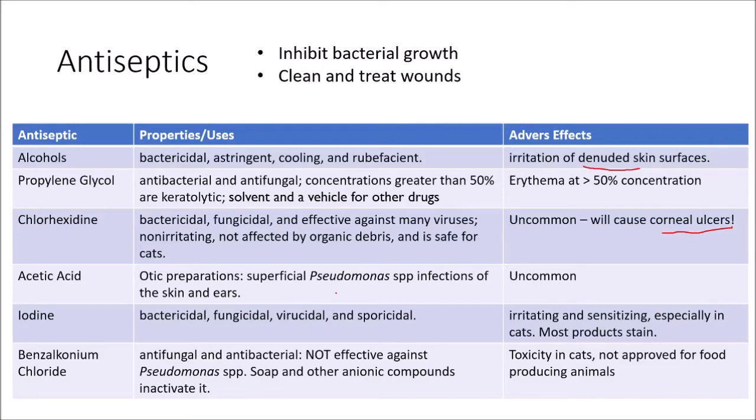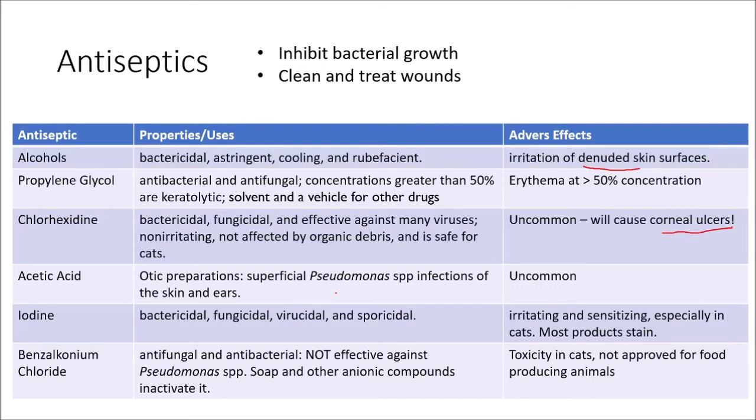Benzalkonium chloride is antifungal and antibacterial, but it's not effective against Pseudomonas species, and we have to remember that soap and other anionic compounds will inactivate it. It does have a toxicity in cats. It's not approved for food-producing animals.